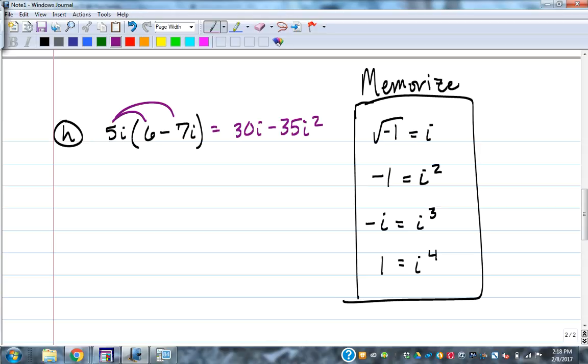Simplifying that, i squared turns into what from our chart? Negative 1. So that's really like 30i minus 35 times negative 1. I'm taking this i squared and changing it into negative 1 because that's what it's equal to. And then I need to rewrite that in standard form. The imaginary part goes last. So that's going to be positive 35 plus 30i.